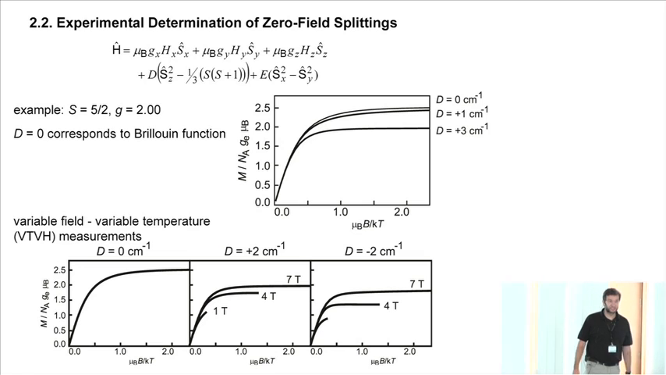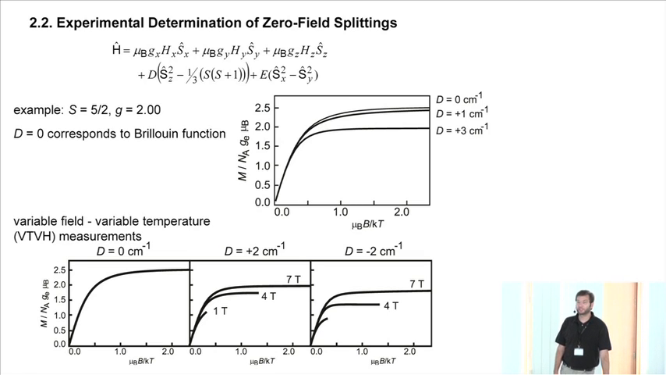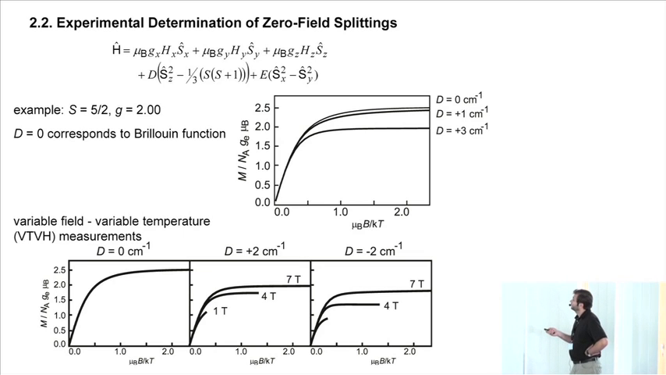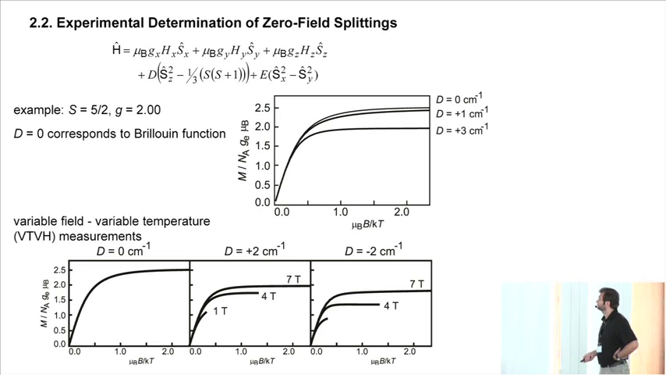We can determine D very well with EPR, which will be discussed tomorrow. I talk about magnetization measurements. I have plotted here the magnetization versus B divided by temperature for a spin of 5/2, and I assume a g value of 2. If I have no zero field splitting, D equals 0, I have this light line, and this exactly corresponds to our Brillouin function from two or three slides earlier.